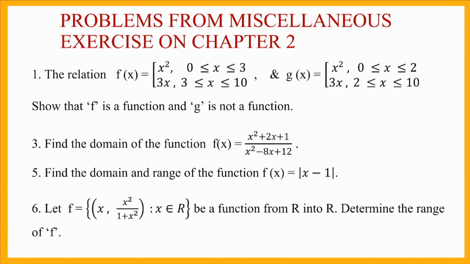Sixth problem. He says let f: x to x square by x square plus 1, or 1 plus x square, one and the same, such that x belongs to R, be a function from R to R. He says find the range.